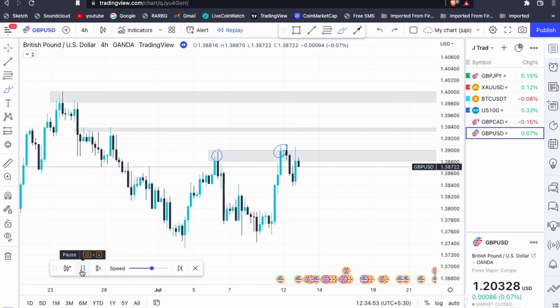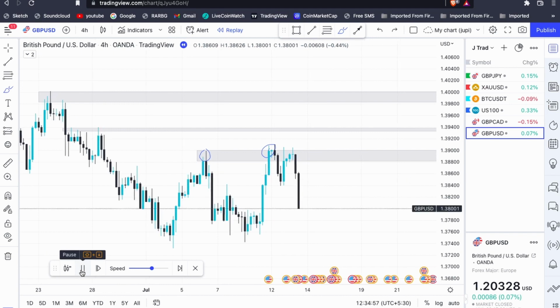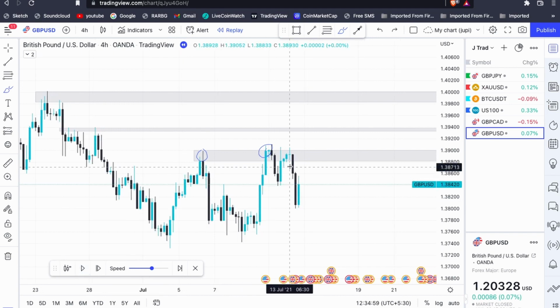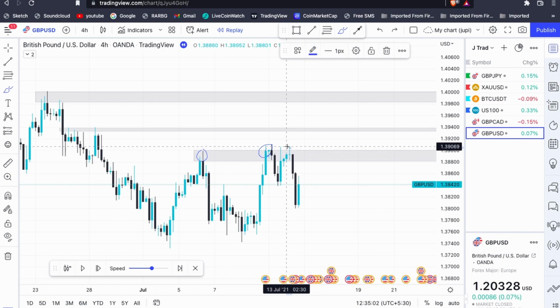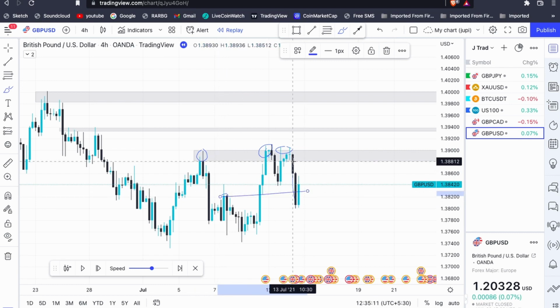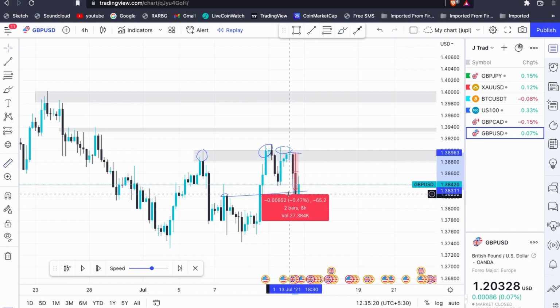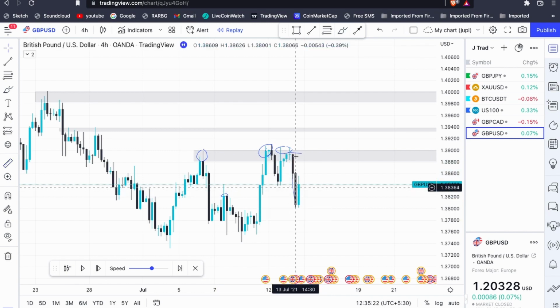So let's see what scenario is going to play out. Okay, you see again it's getting rejected. Finally got rejected from this area, right? From this area it got rejected, went down to the area that I was talking about. This area was my target, right? So I could have shorted the market. If you had the short over here, that would be how much? That would be 65 pips. That's a lot, right? Yeah. So we could have taken another short over here, but it's okay.